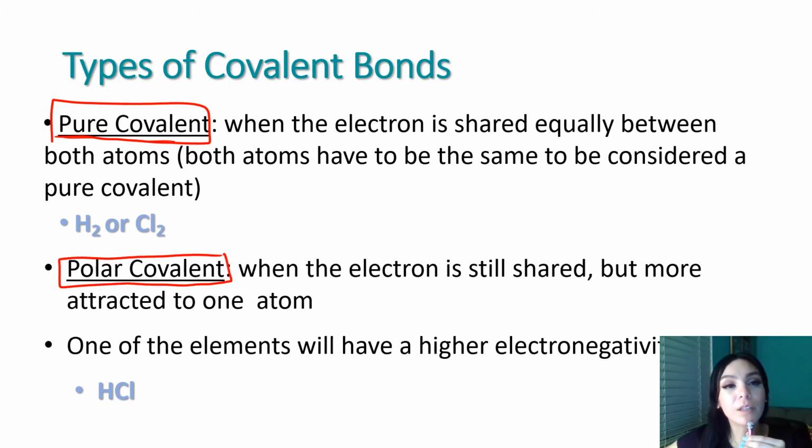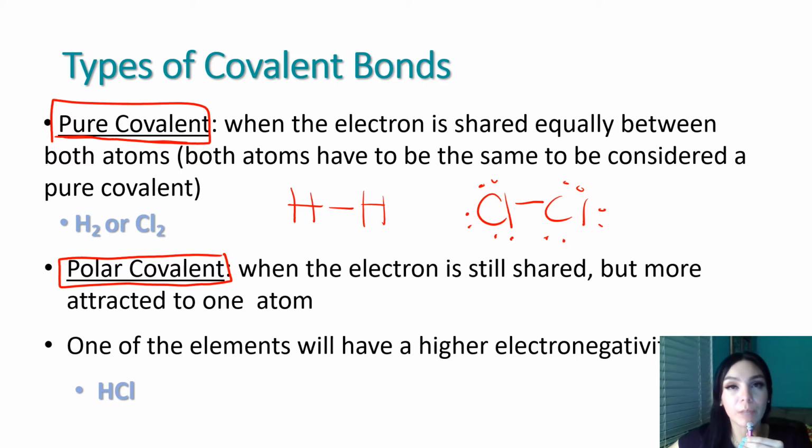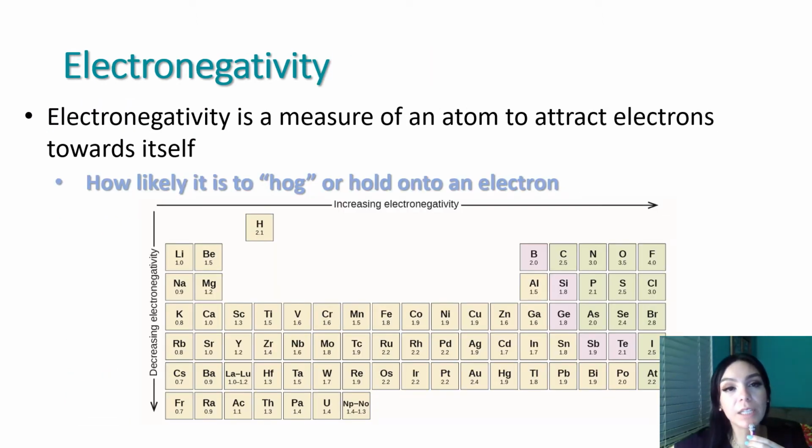So pure covalent bond, you have basically two atoms that are the same usually. The most common example is whenever you have two atoms that are the same and they have a bond between them. Now, these are the two elements that we just saw previously, but both of these have pure covalent bonds. Polar covalent bonds, you'll have one of the elements will have a higher electronegativity. So electronegativity is how much an atom will like to attract electrons towards itself. So how much it wants electrons.